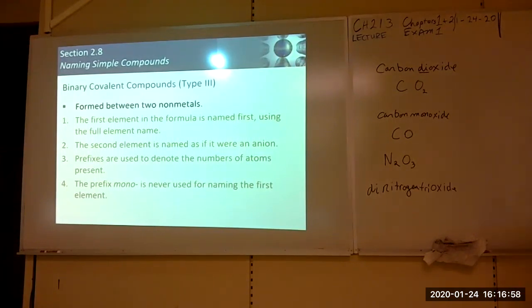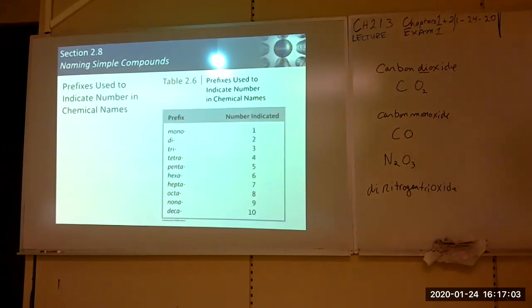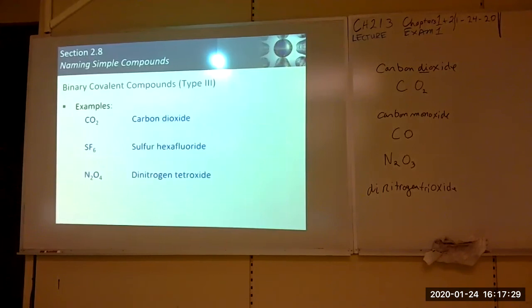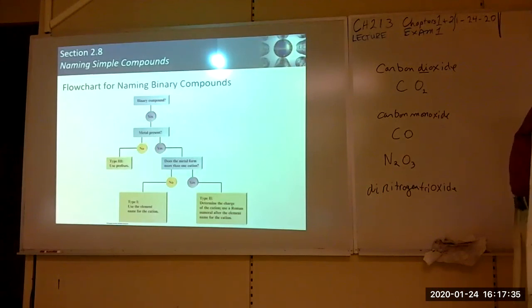And I think your book or somewhere you should have, let's see. Oh, here we go. The prefixes for 1 through 10. That's all you're going to need. They go a lot higher than that, but we don't need it. So there's your prefixes. You need to memorize those so that you know what they mean. Mono, di, tri, tetra, penta. Those are pretty easy. Then when you get down here, maybe you might get these two mixed up. Those are your prefixes. And examples, but we're running out of time.